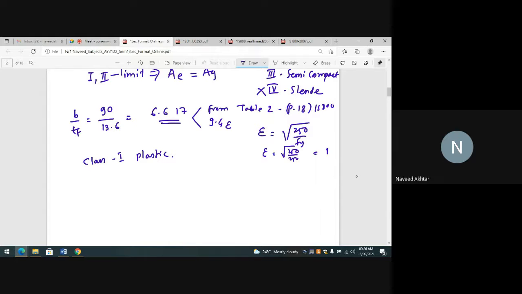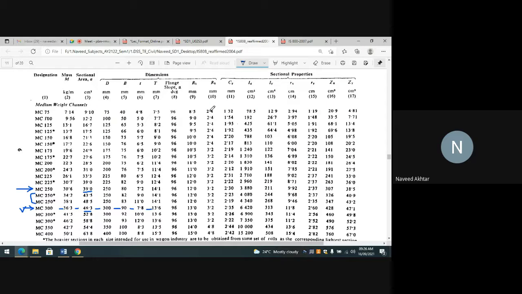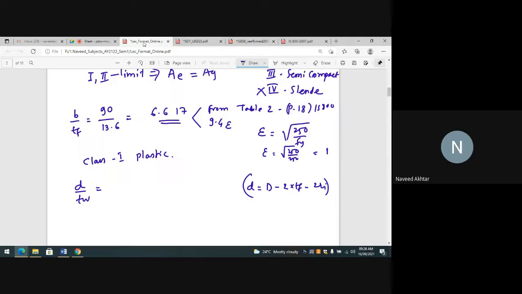Now this is only the flange part. Now D by TW ratio is the web portion. The web portion is 300 mm. So small d is nothing but capital D minus 2 times TF minus 2 times R1. This value you can also get directly from the IS code. R1 is 13 and thickness is 13.6, so you can find out the small d value. So d is 300 minus 2 times 13.6 minus 2 times 13. Okay.